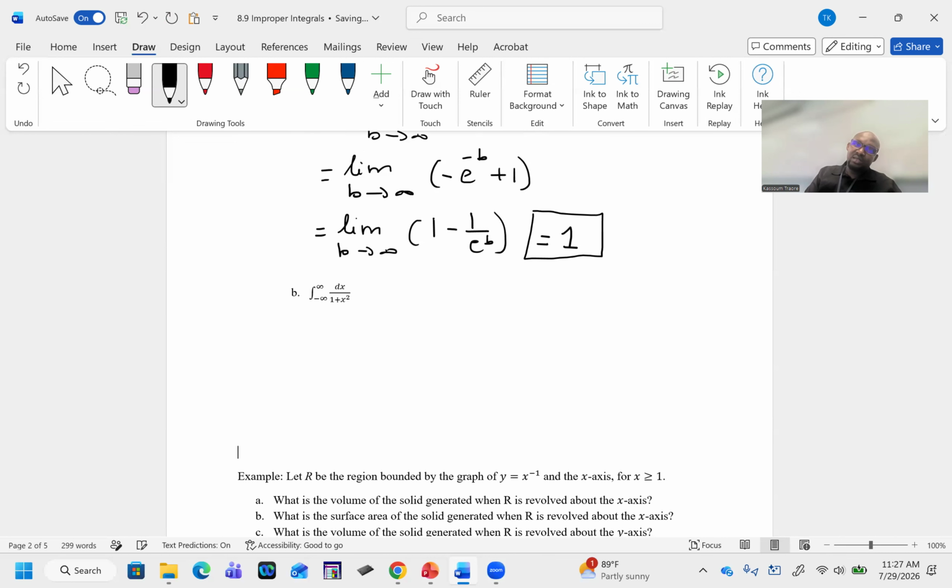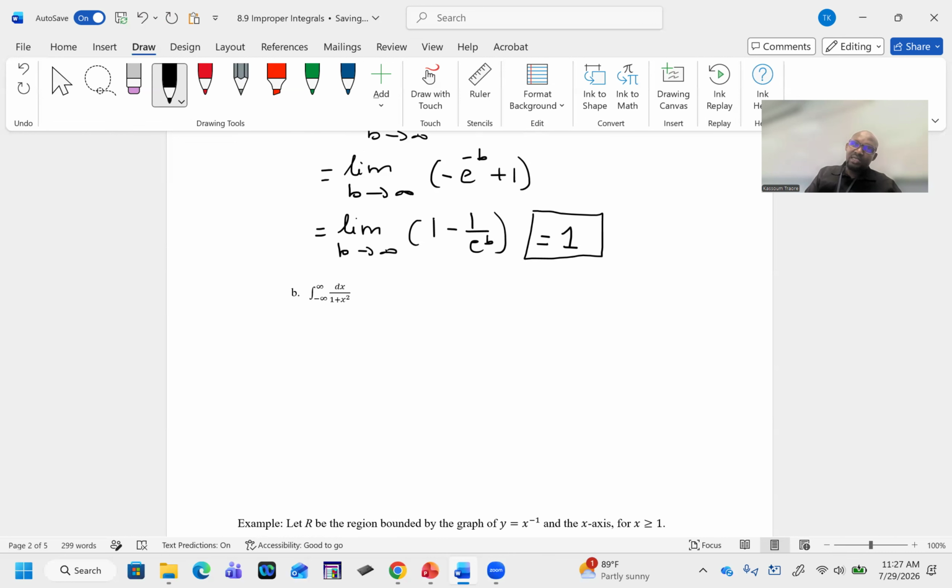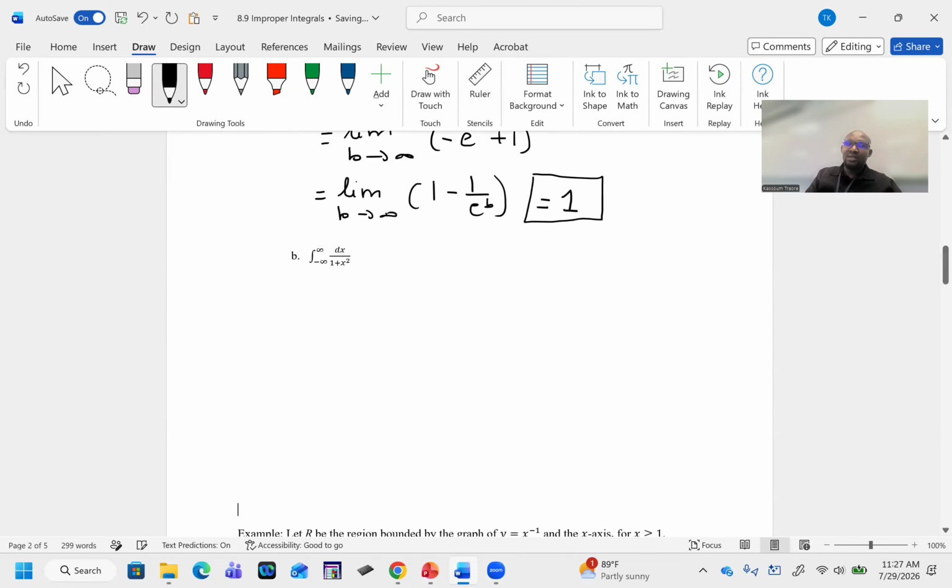Now the next one: the integral from negative infinity to positive infinity of dx over 1 plus x squared. So again, to find this integral, I will write the integral from negative infinity to positive infinity of dx over 1 plus x squared is equal to the limit, using the definition, right?